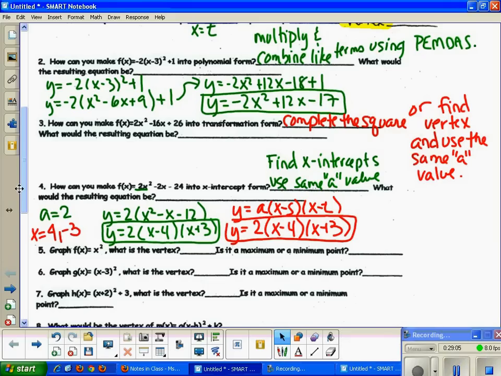So that is everything that you need to know. Like I said, memorize those forms and the vertex, how to find them, and then how to get the x and y-intercept by plugging 0 in for x and solving for y, or plugging 0 in for y and solving for x.